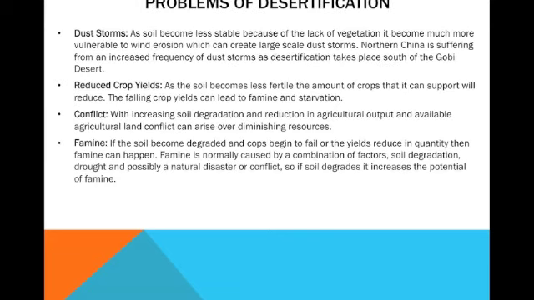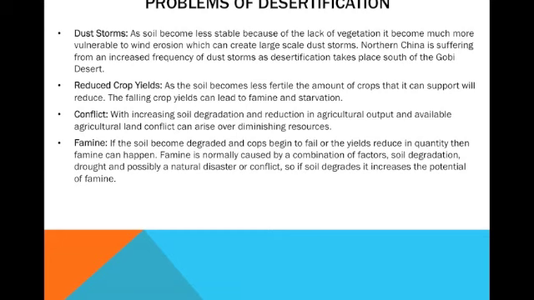What are some problems of desertification? Well, dust storms. As soil becomes less stable because of the lack of vegetation, it becomes much more vulnerable to wind erosion, which can create large-scale dust storms. Northern China is suffering from an increased frequency of dust storms as desertification takes place south of the Gobi Desert.